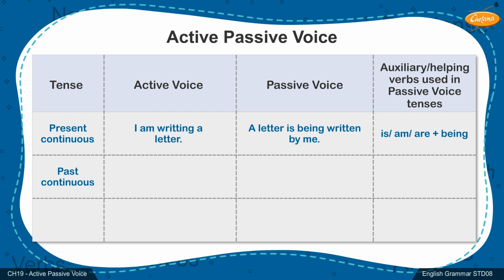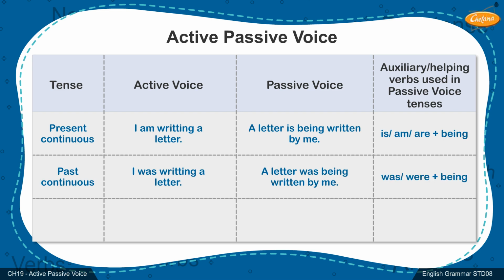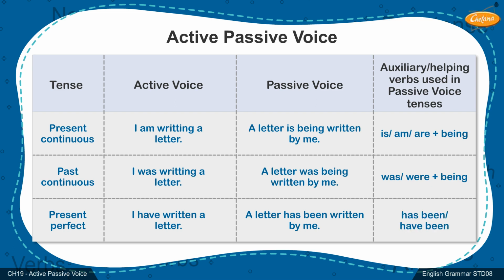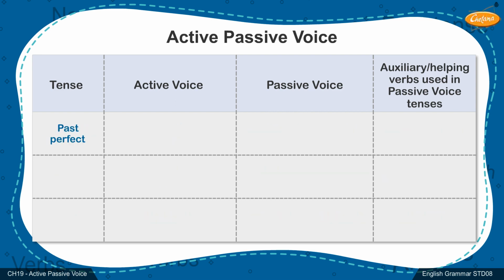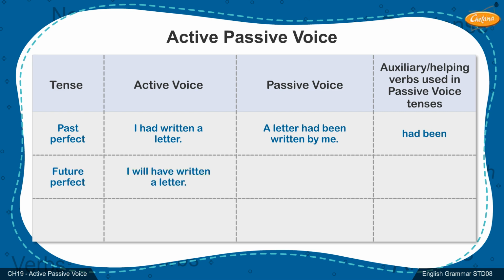Past continuous: I was writing a letter. A letter was being written by me: was or were plus being. Present perfect: I have written a letter. A letter has been written by me: has been or have been. Past perfect: I had written a letter. A letter had been written by me: had been. Future perfect: I will have written a letter. A letter will have been written by me: shall have been or will have been.